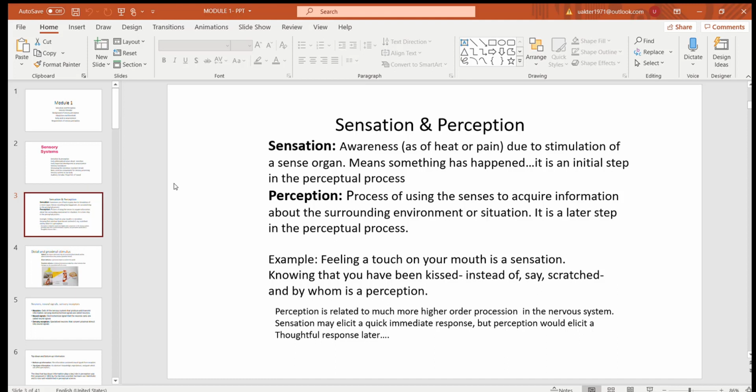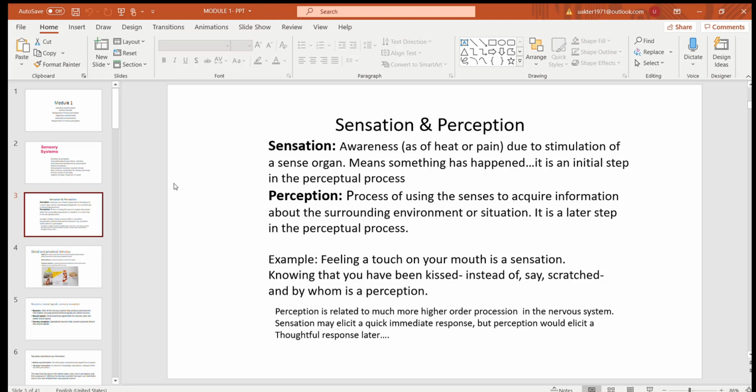And for perception, you need to acquire information about the surrounding environment, and perception is useful to acquire information about the surrounding environment and our situation. However, to process the perception, you need to involve the higher brain areas. Okay, for example, when you get touched by a piece of metal and a piece of wood, you can discriminate. How you can discriminate?